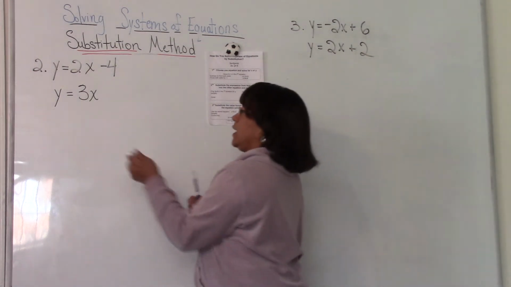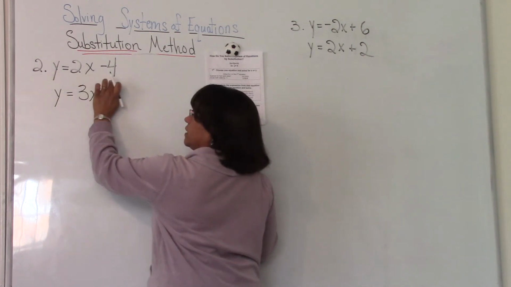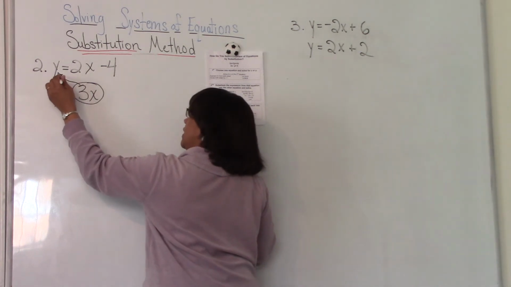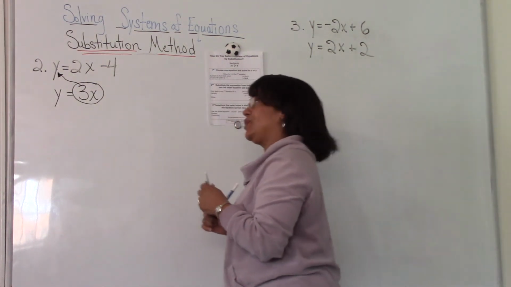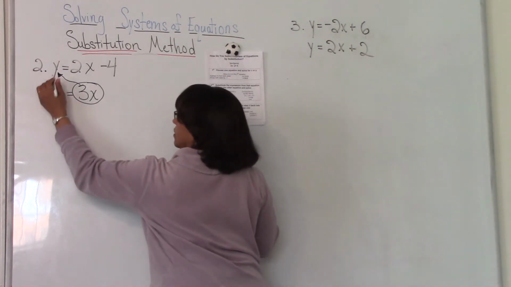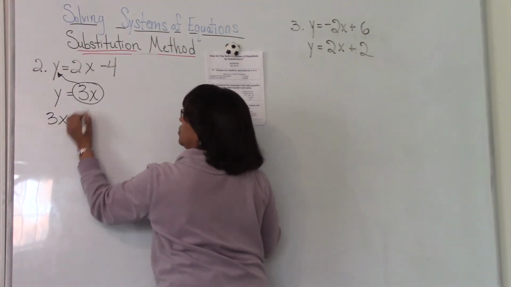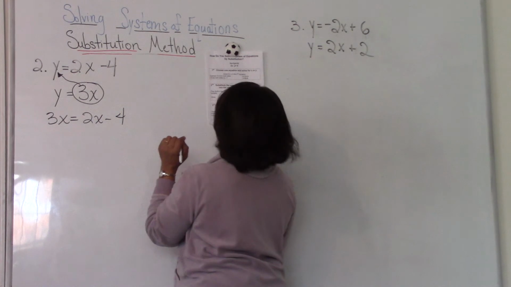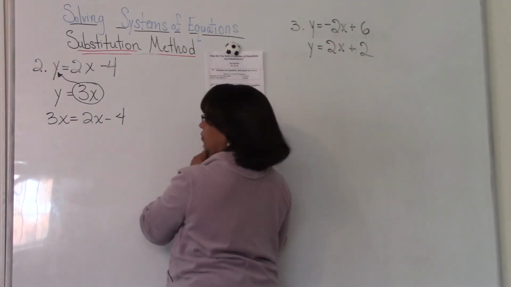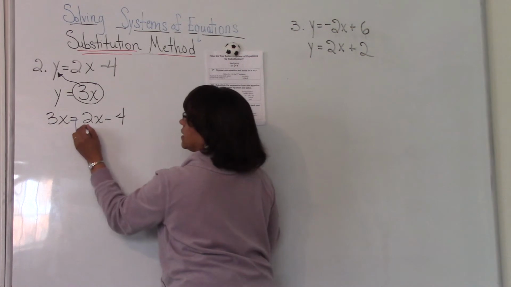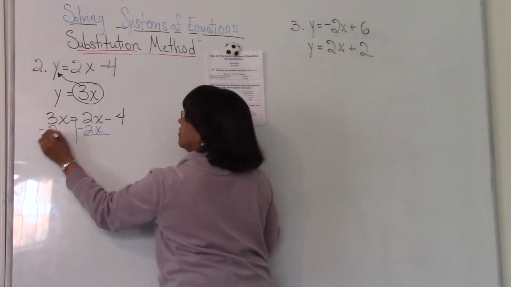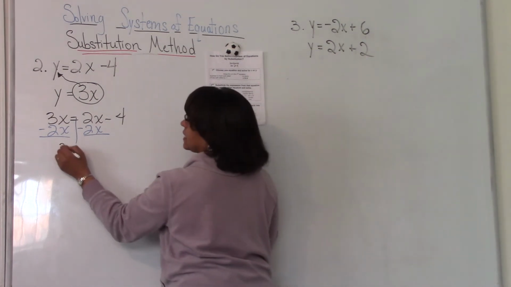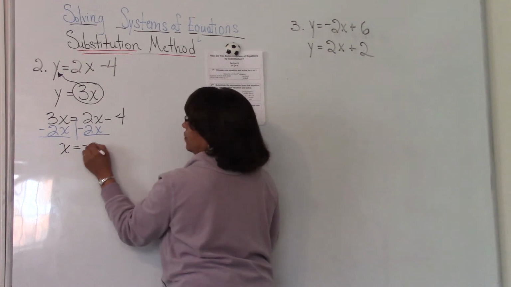We could just substitute if y is equal to 3x and y is equal to 2x minus 4. We can take this 3x and just plug it in for y in our other equation, because it says y is equal to 3x. So now we're going to put 3x is equal to, bring down the rest of your equation, 2x minus 4. We're going to solve for our variable, so we want to move that 2x over there with the 3x. Three x minus 2x is just 1x, so we can just put x is equal to negative 4.